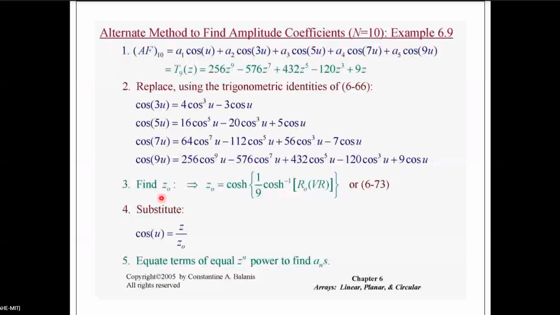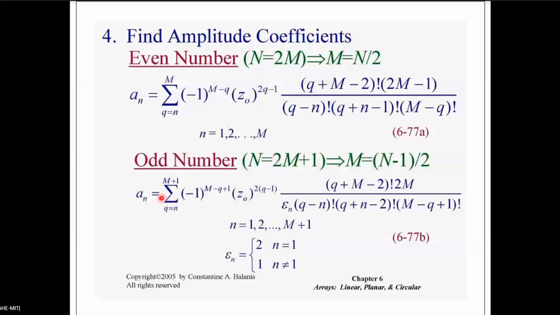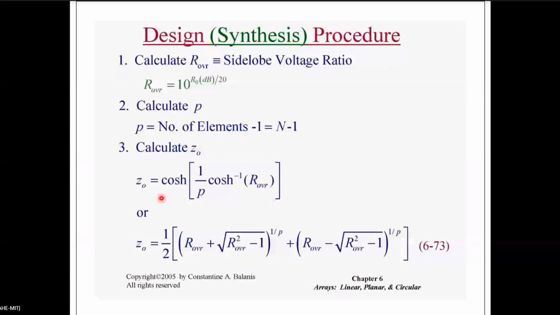Should I show that slide? See here, Z0, you note down this. Find Z0 using this equation. R0 is the voltage ratio, not in dB here. If it is given in dB, you have to do it like this. Have you noted down? Yes, sir.